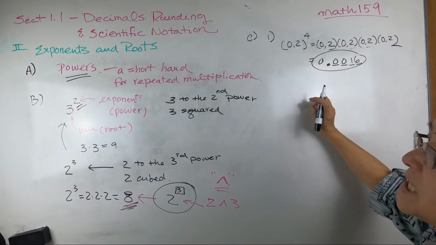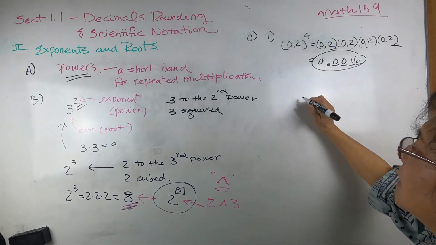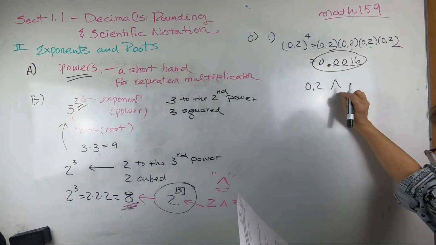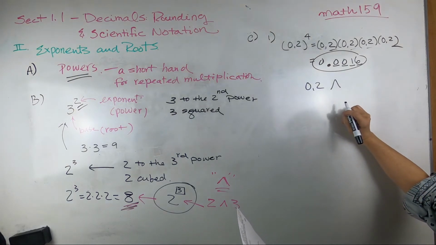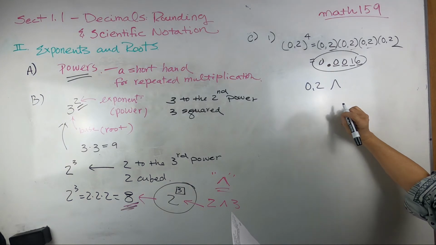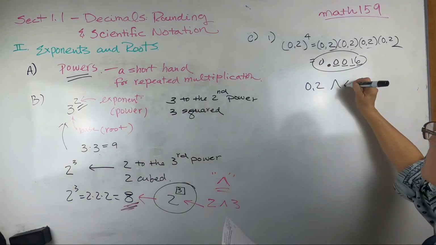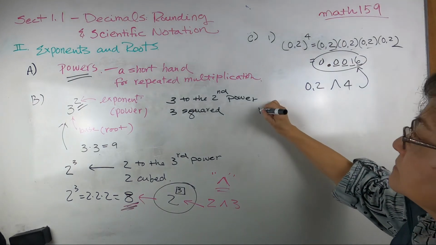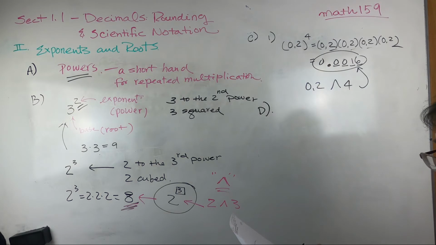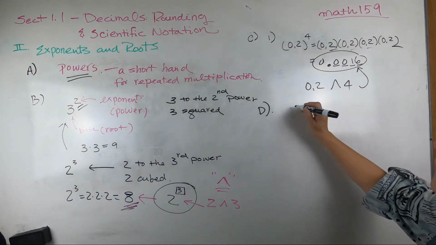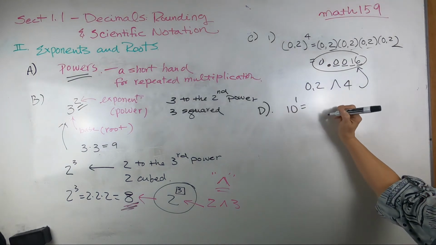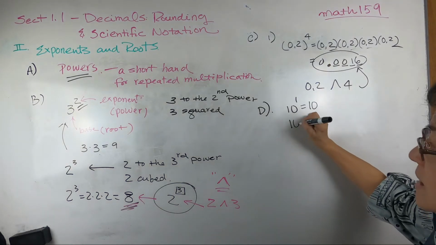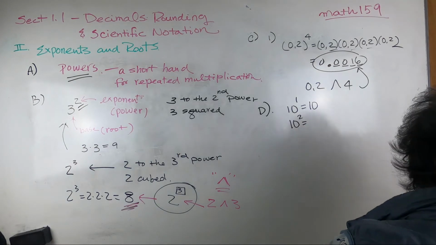Then if you use a calculator or computer, how do you do it? You do 0.2, then you use this symbol, right? And 4 for the 4th power. It will give you that answer. Then we need to use powers of 10. 10 to the 1 power, 10 times itself, what? Once, that's 10, right? 10 to the 2nd power would be what?